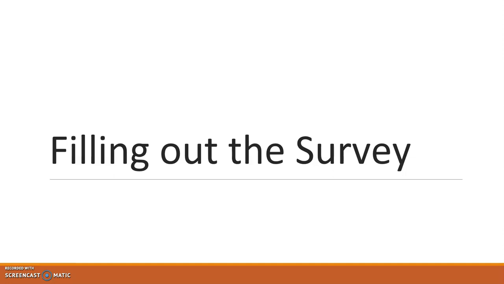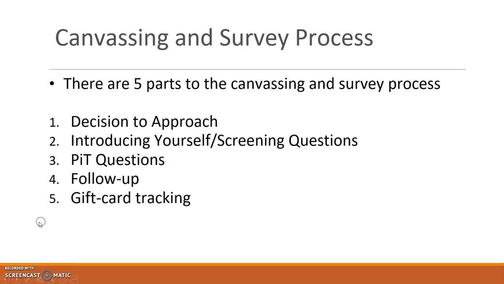This training will now go into detail about carrying out the survey. There are 5 parts to the canvassing and survey process: the decision to approach, introducing yourself/screening, PIT questions, follow-up questions, and the gift card tracking. This process may vary slightly depending on where and how you are completing the survey.